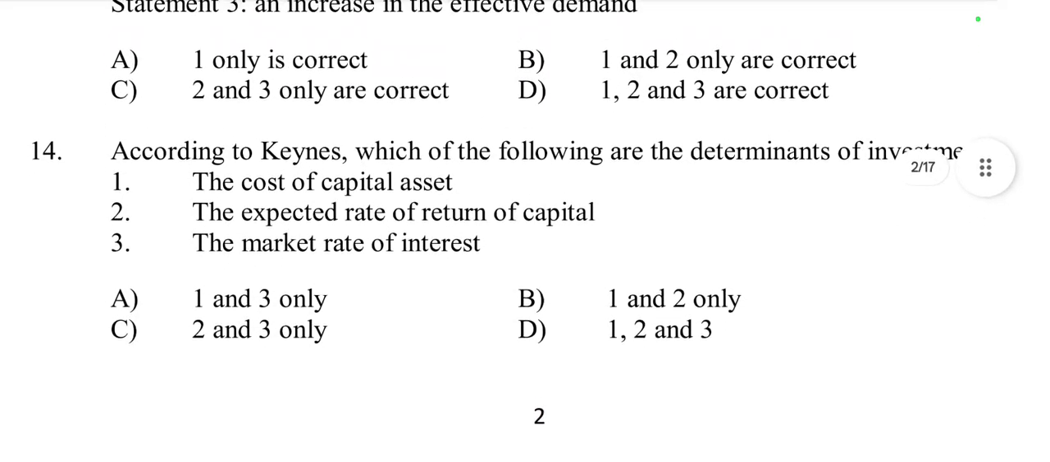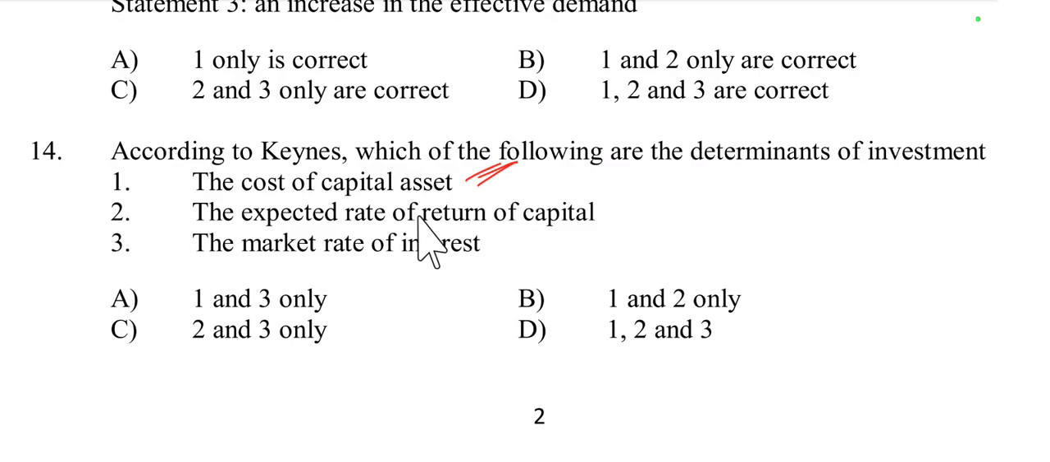Then question number 14. According to Keynes, which of the following are the determinants of investment? We have to find out the determinants of investment. First one is the cost of capital asset. We can also include the capital asset.